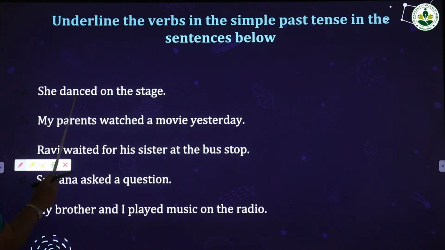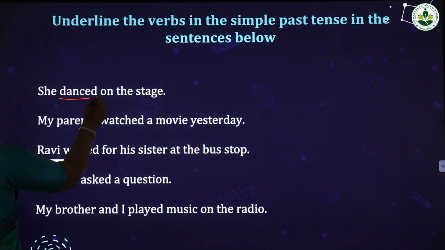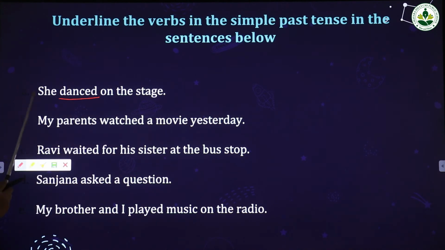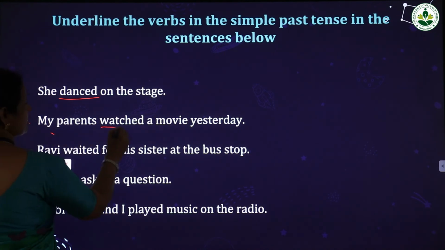So she danced on the stage. The action word is dance, so you have to underline danced. This is the simple past form of the verb in this sentence. Then in B, my parents watched a movie yesterday. Read the sentence again and find the verb in past form. The action word is watch and its past tense is watched.